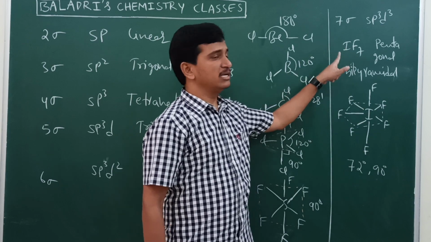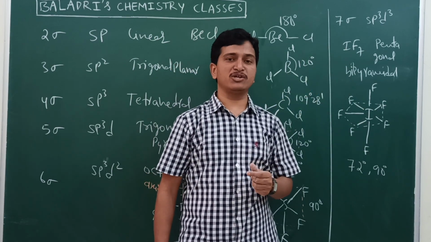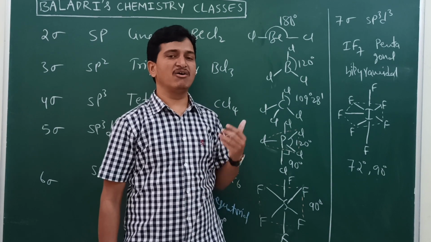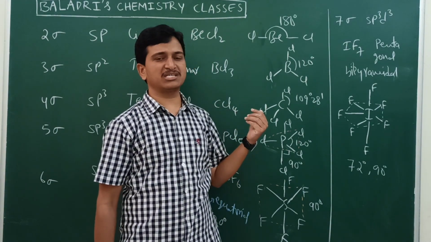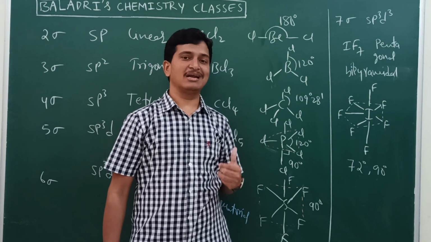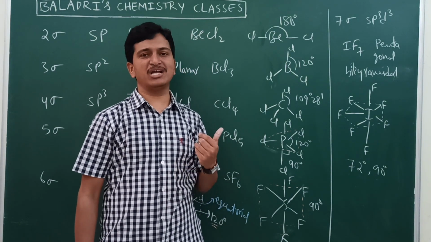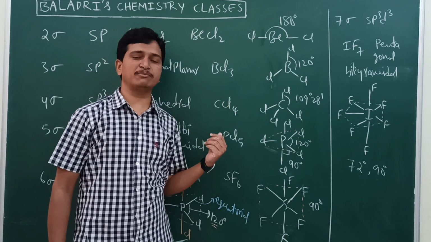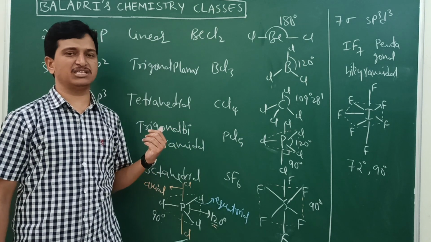Like this, each hybridization has a unique shape and unique bond angle. Based on the number of sigma bonds, we can know the hybridization of the central atom, we can find the shape of the molecule, and we can know the bond angle. Like this, we can understand the hybridization concept. Is it clear to you? So you can find the shapes of molecules and bond angles in this way.